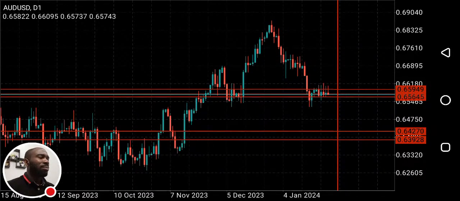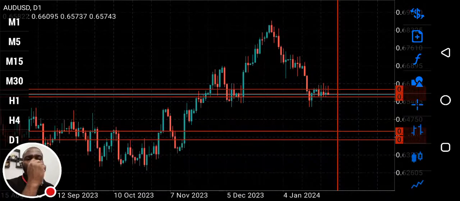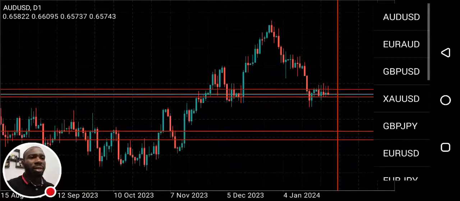So without wasting much time, we'll just go straight to the chart. As you know, we start with the 7 major currency pairs. So let's go straight to the chart while others join us. The first pair we'll be looking at is GBP USD.